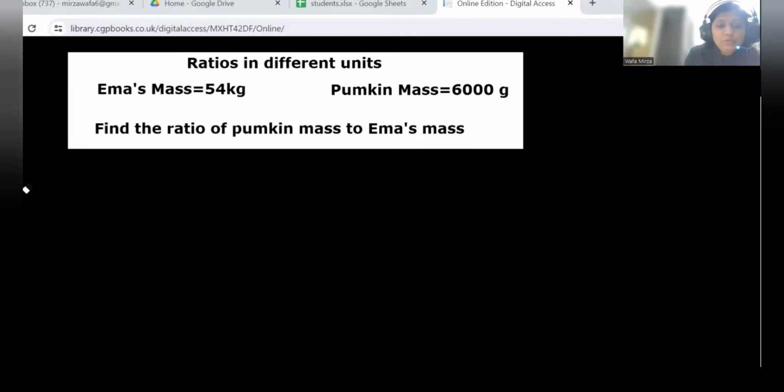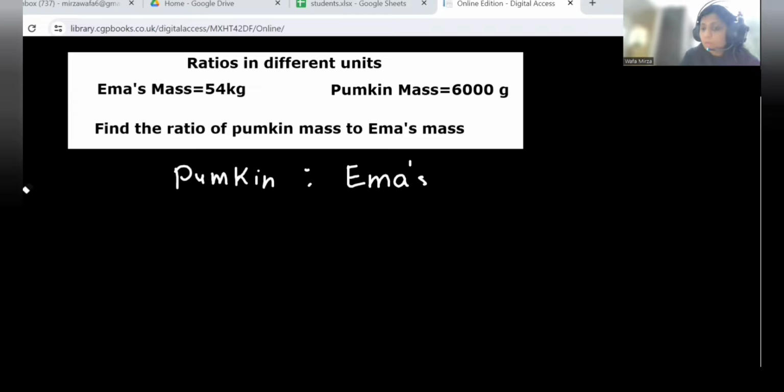So what do we have to do? We have to find the ratio of pumpkin's mass to Ema's mass, right? So here, what is pumpkin's mass? 6,000 grams. And what is Ema's mass? 54 kilograms.